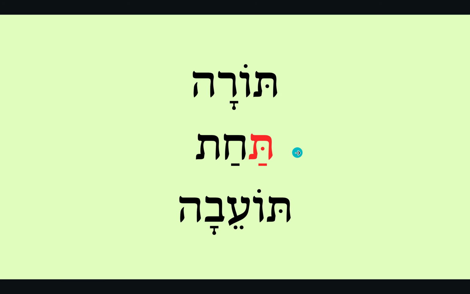Next word. Now, why do you think that tav is red? And if you guessed initial stress, you are correct. Tachat, not tachat. Tachat, under, beneath. Now, you might be wondering, is this a segolit noun? Because some segolit nouns that have initial stress don't have a segol in them. And the answer is I don't know. I think it is, but I'm not 100% sure.